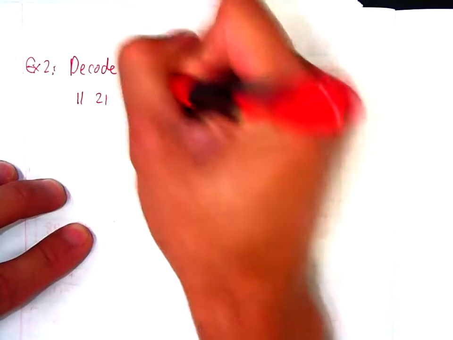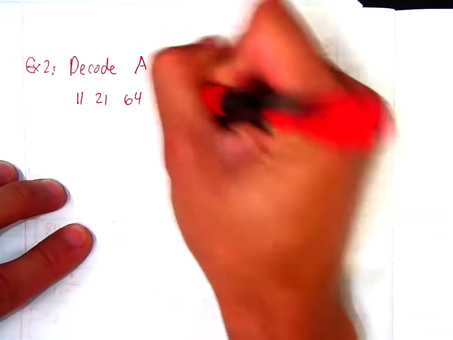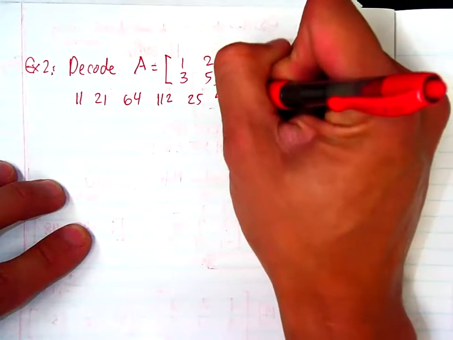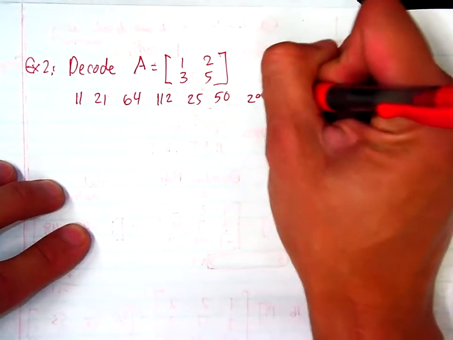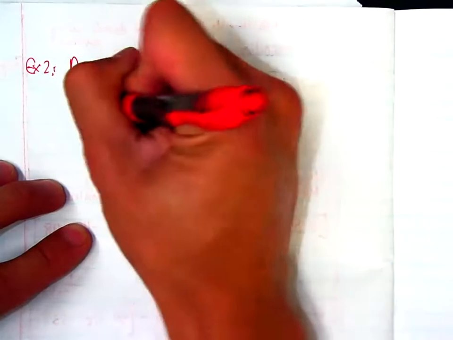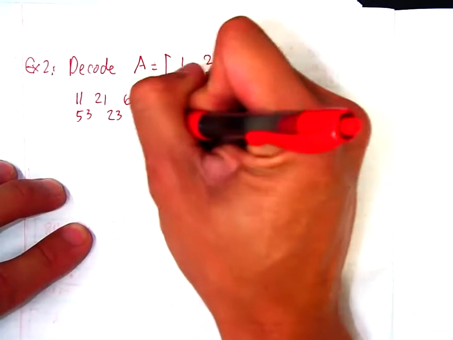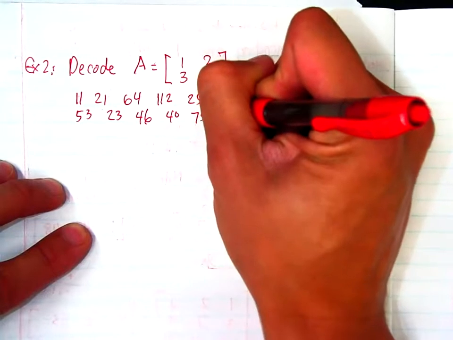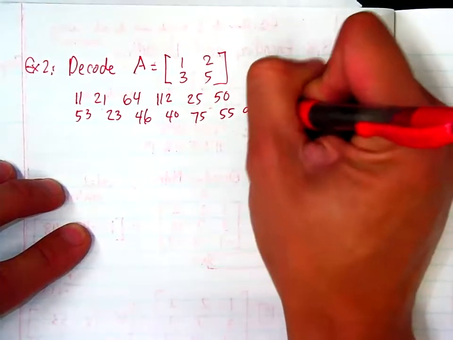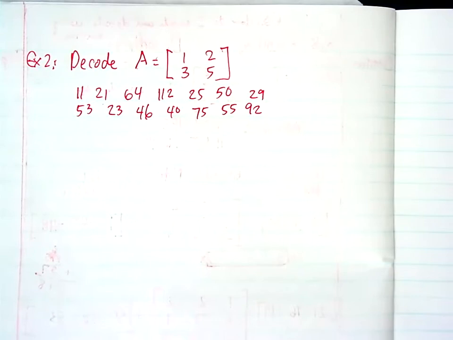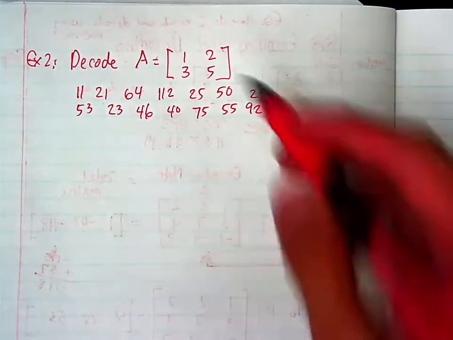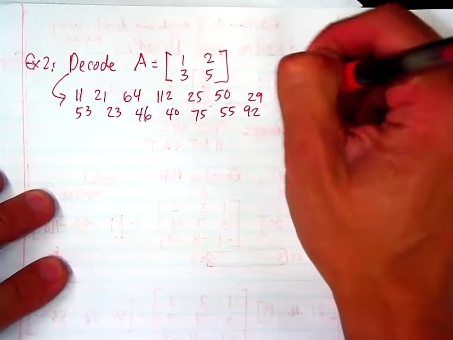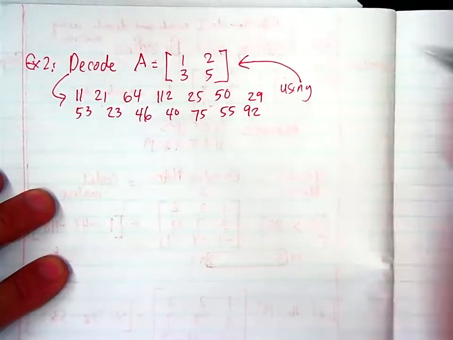11, 21, 64, 112, 25, 50, 29, 53, 23, 46, 40, 75, 55, and 92. Okay, so I'm going to decode this using the matrix A.